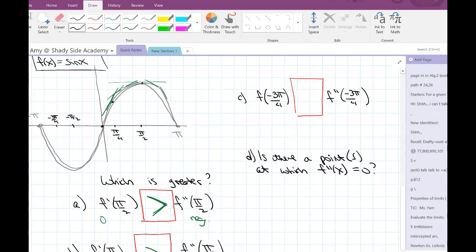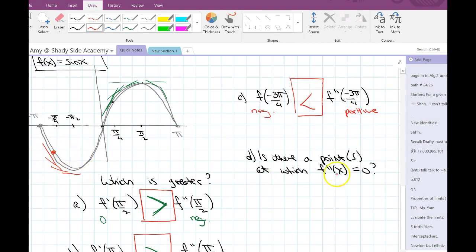All right, some more questions on this same graph. Two more questions. Again, a comparison. Which one is bigger, f of negative 3 pi over 4 or f double prime of negative 3 pi over 4? Well, let's see. F of negative 3 pi over 4 is right here. That is a negative value. F double prime of negative 3 pi over 4, let's take a look at how the tangent lines are behaving at negative 3 pi over 4. Tangent line slope is negative. Oh, less negative. F double prime at negative 3 pi over 4 is positive because the slopes of the tangent lines are increasing. Do you see that?